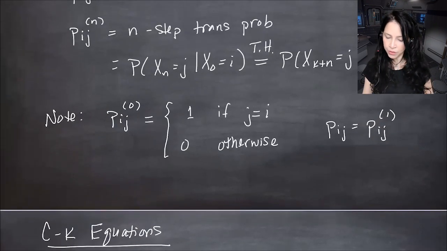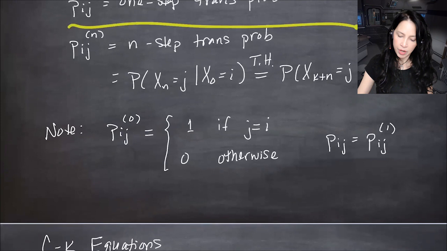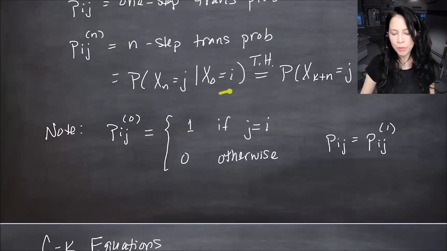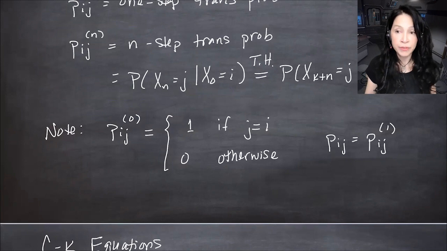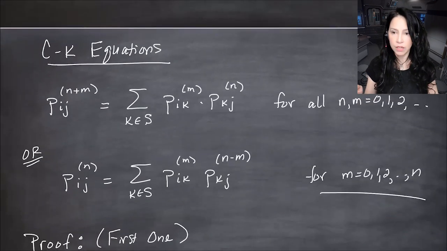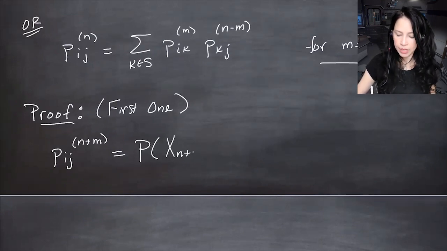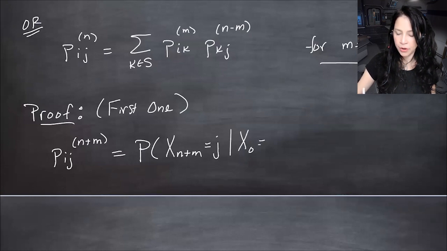Sorry about the scroll, but it's up here. Of course, we have n plus m. So by time homogeneity, let's just start at time 0. One way to write this is the probability that X at time n plus m is equal to j, given that X at time 0 is equal to i.